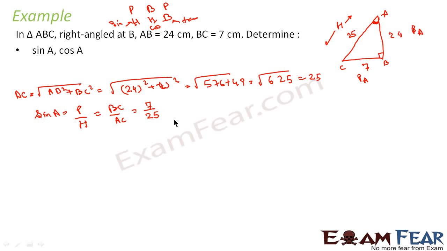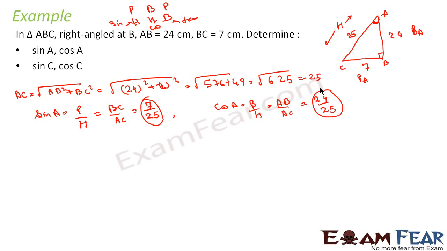Correct? Similarly, cos of A is nothing but B by H. Now when I am taking A as the frame of reference, the base is AB. So it is AB by H. There is no doubt on H. H is always the biggest side, AC. This is nothing but 24 by 25. So sine A is 7 by 25 and cos A is 24 by 25.